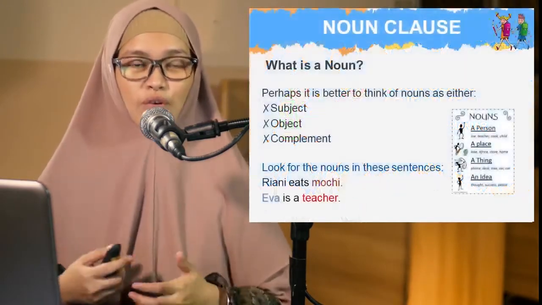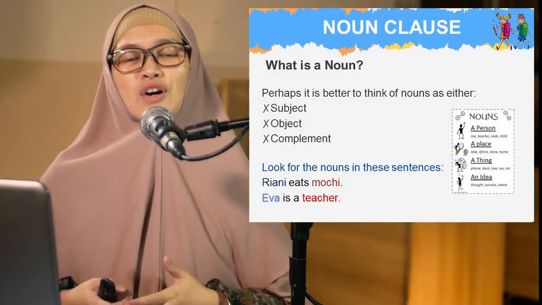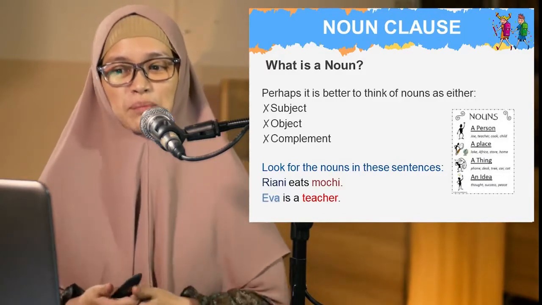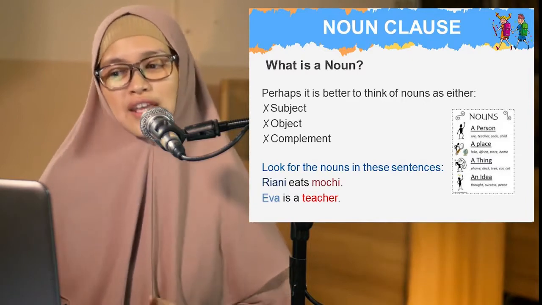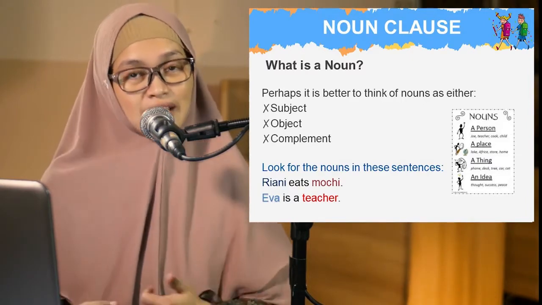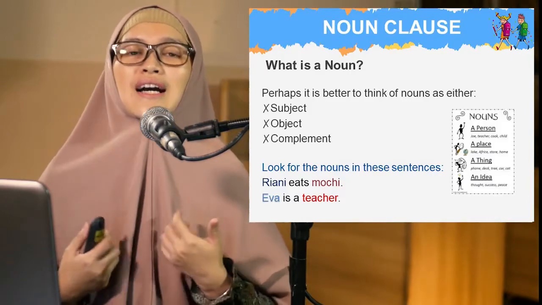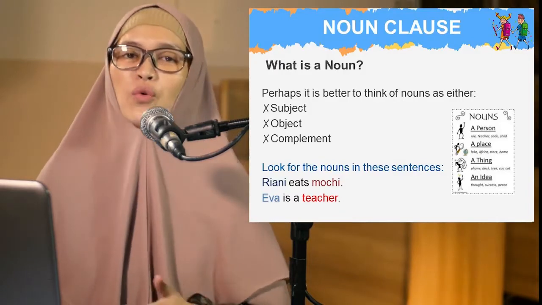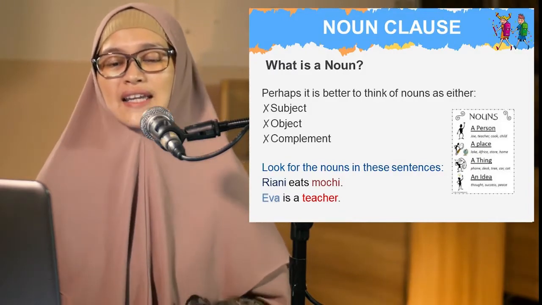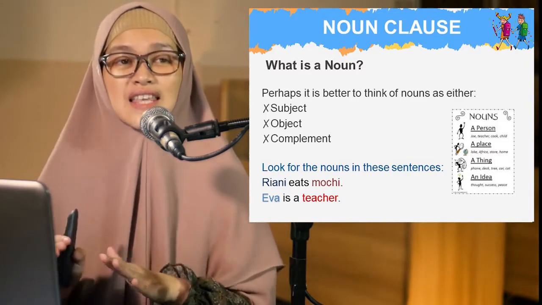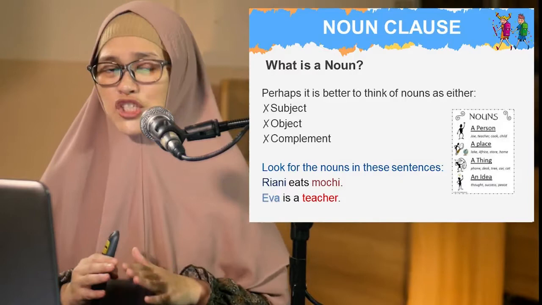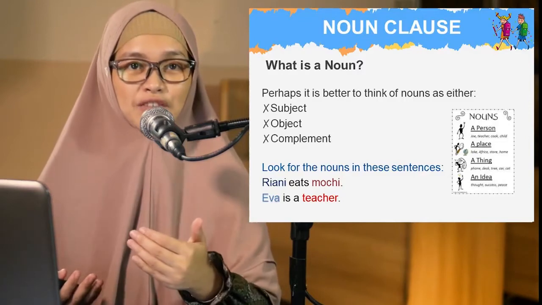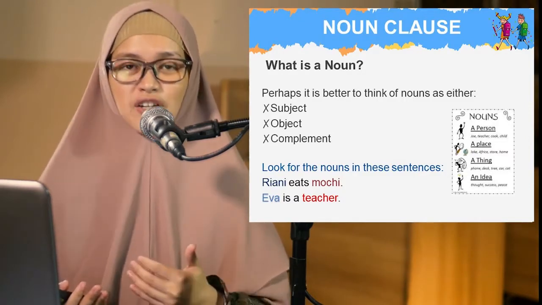Okay, before going on with noun clauses and also adjective clauses, let's take a look at what a noun is exactly. Perhaps it is better to think of nouns as either a subject, an object, or a complement. We have already known what a subject, an object, and a complement are, right? Let's take a look at this example. Riani really likes to eat mochi. She always eats mochi, okay? And I give you the example, Riani eats mochi.